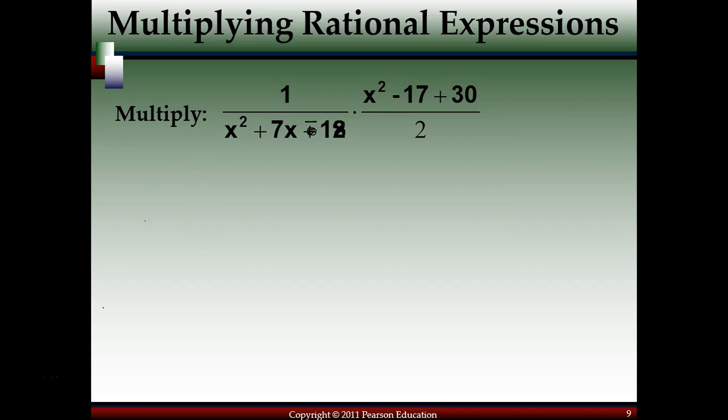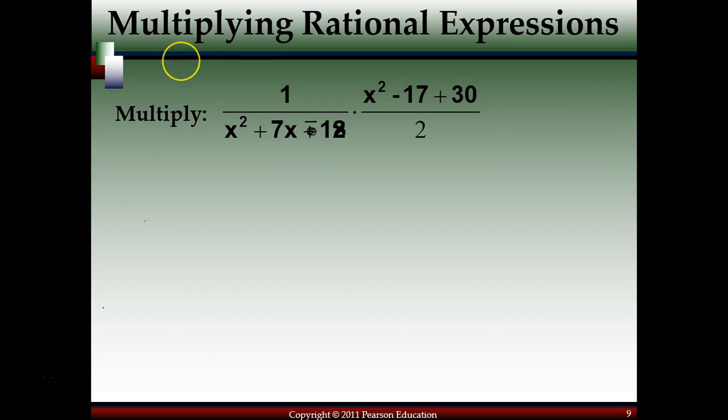All right, guys, before we begin looking at this one, what I need you to do on your handout is correct this if it isn't like this right here. It must read x squared plus 7x minus 18, not plus 12. Okay, so once you do that, let's get started on this one.